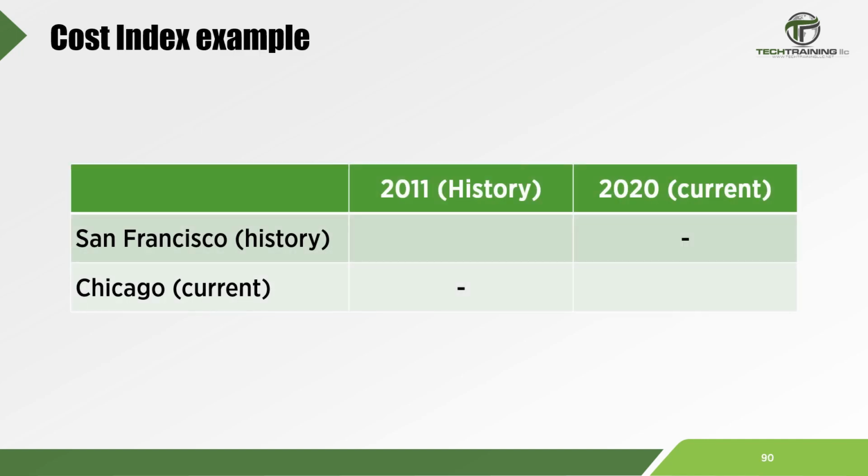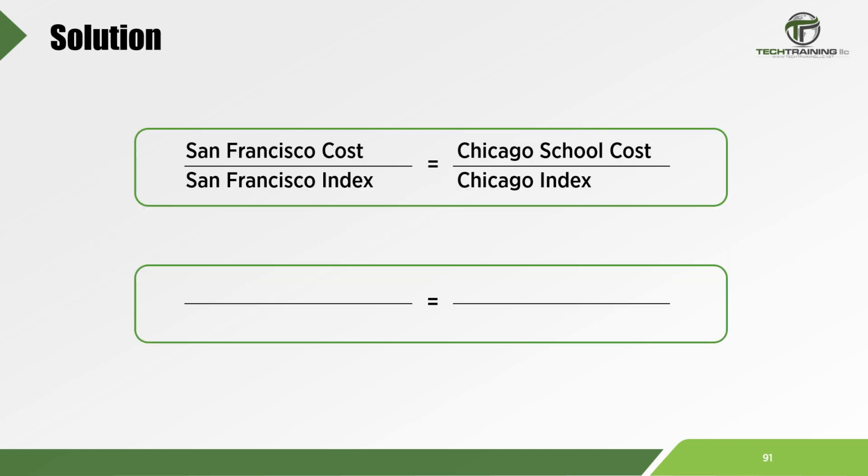We have a historical cost index of 354 for San Francisco in 2011, and a current cost index of 680 for Chicago in 2020. As mentioned earlier, the values of the corresponding indices can be found in many sources available online. And for now, this is all we need to come up with a quick price. To estimate the Chicago price, we have the San Francisco cost of $15.5 million. We also have the San Francisco Historical Cost Index of 354, and we have the current cost index of Chicago of 680. Therefore, we simply want to solve for the Chicago school cost, and we do this through cross-multiplication.